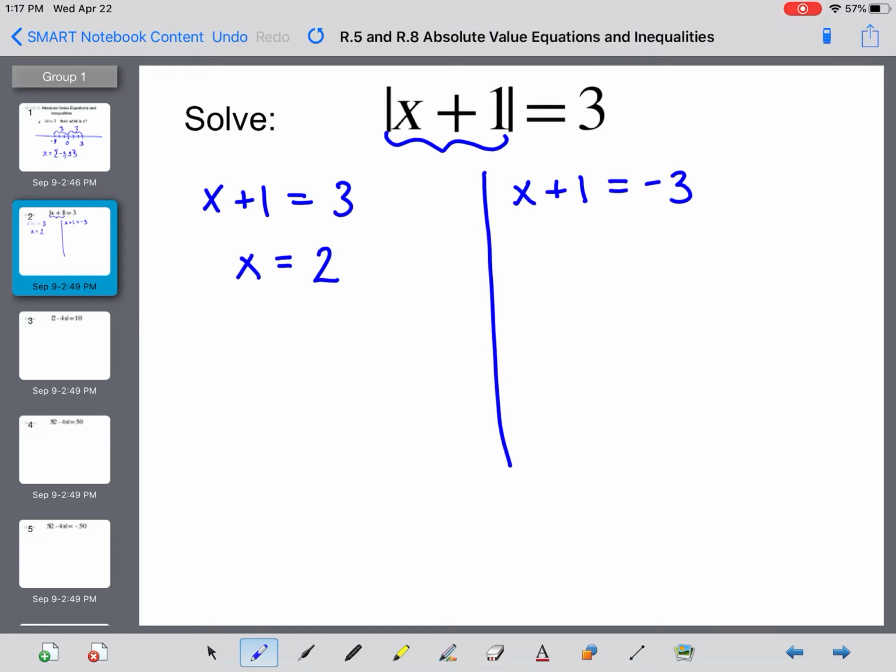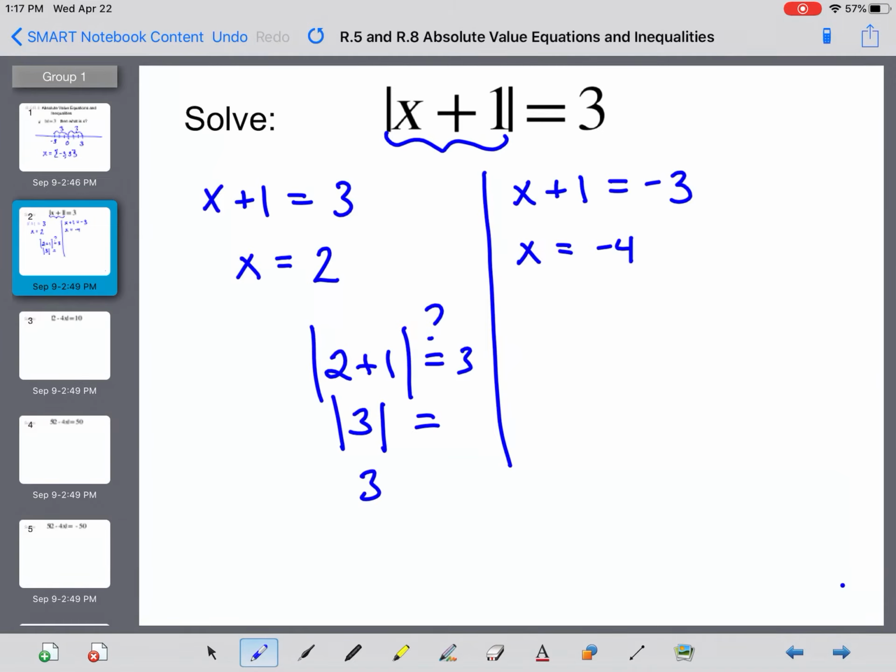So for the first one, let's go ahead and take away 1. That gives us 2. And then the other one, let's go ahead and take away 1 as well, and that's going to yield negative 4. So you could do a quick check. You could plug 2 back in. Is the absolute value of 2 plus 1 equal to 3? Well, absolutely, because that's the absolute value of 3, which is equal to 3. So that side would check out.